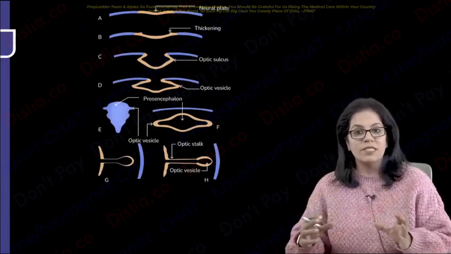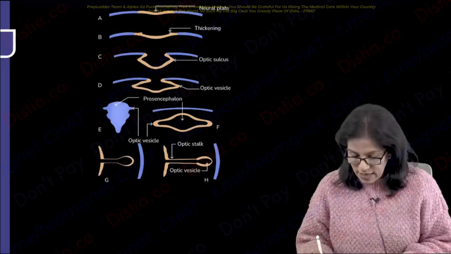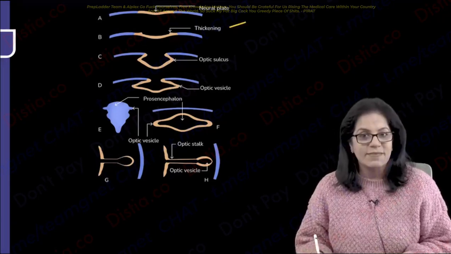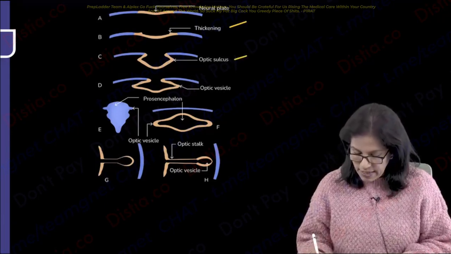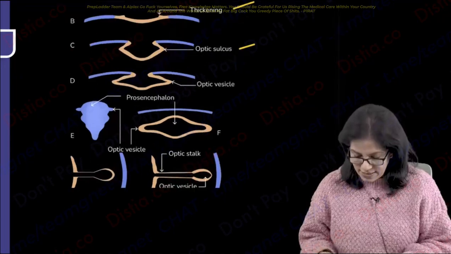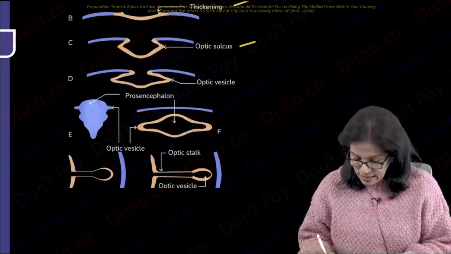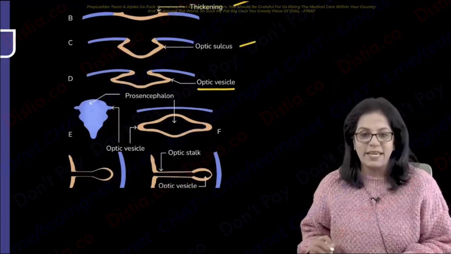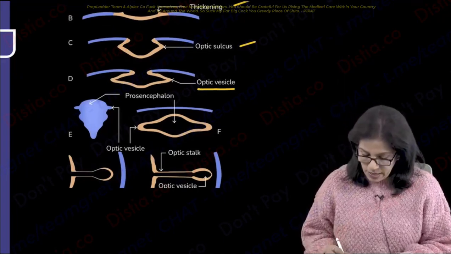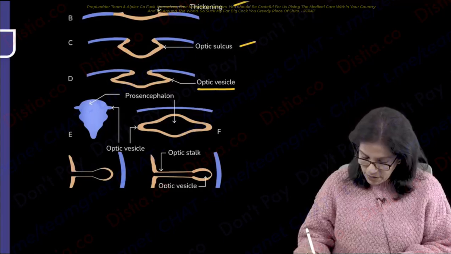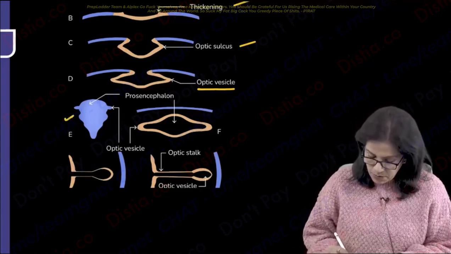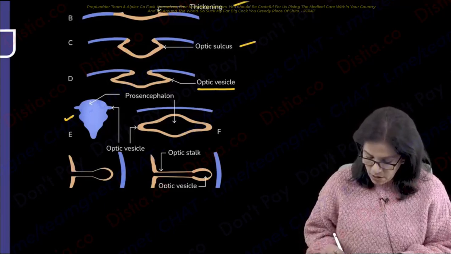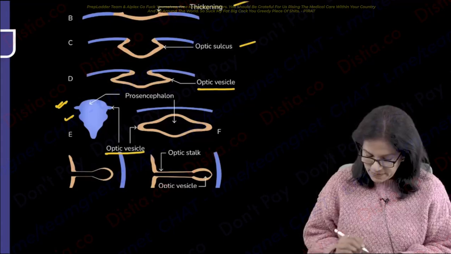What is the main process of formation of the eye? It starts with thickening of the neural plate. When this neural plate is thickened, next forms the optic sulcus. Correct? And later on, optic vesicle. So mainly this is the prosencephalon. I would like you all to make this diagram in your copy, how from the prosencephalon, these are the optic vesicles.